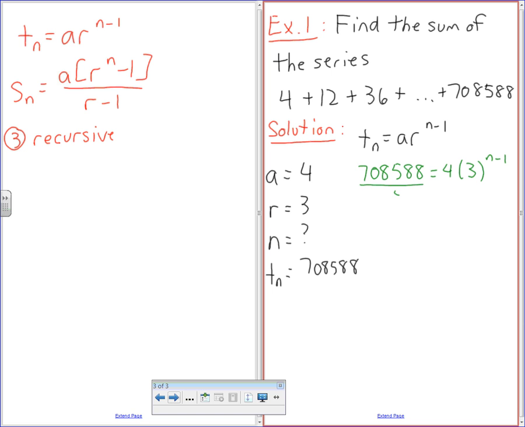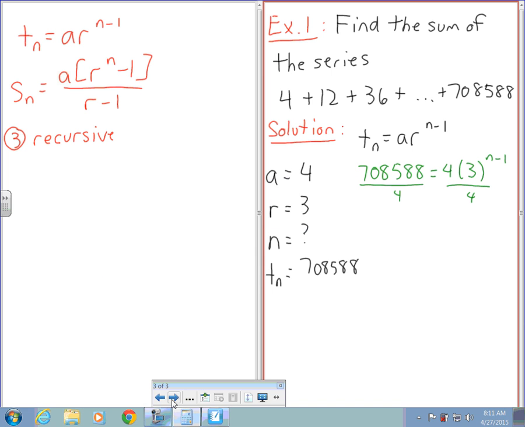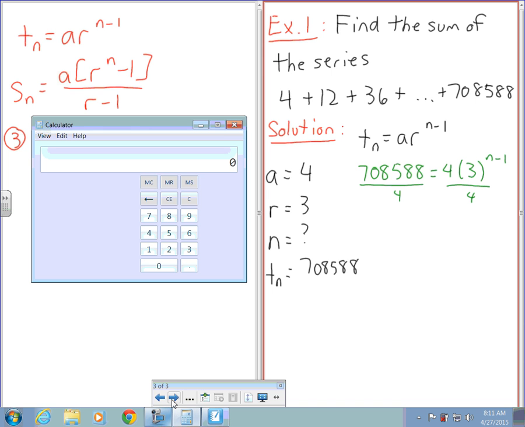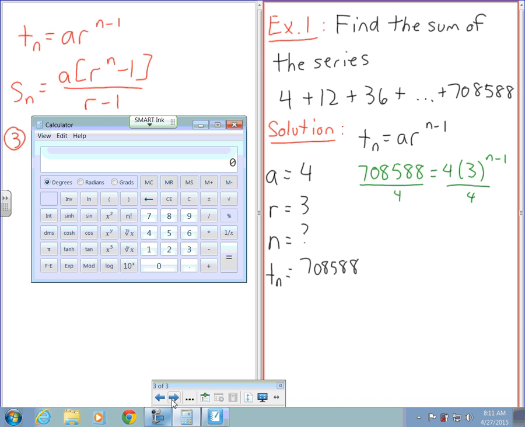First step is going to be divide by 4. I don't know what that is off the top of my head. So I go to my trusty rusty calculator. I'm going to hopefully type in 7. Oh, maybe not. Try again. 708 588 divided by 4. I get 177 147.